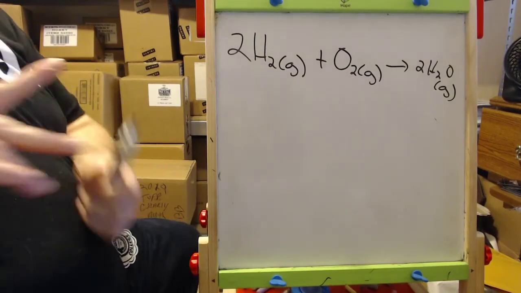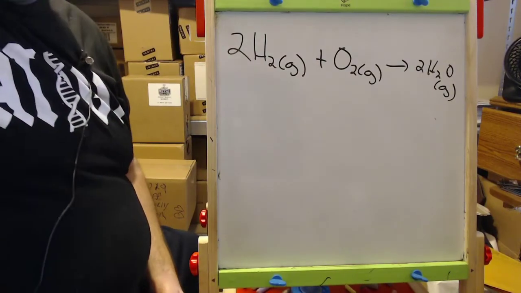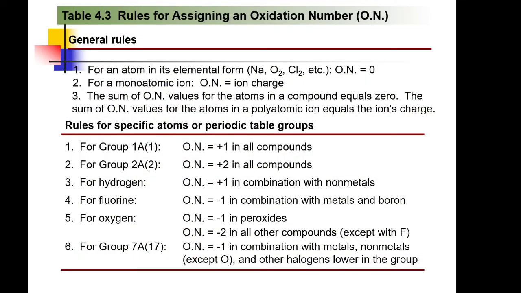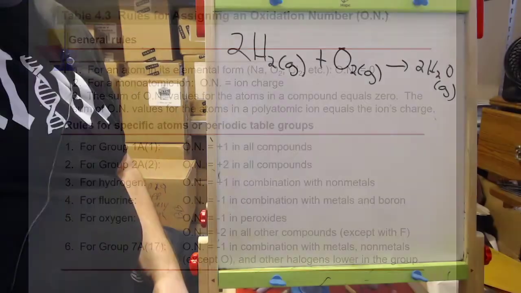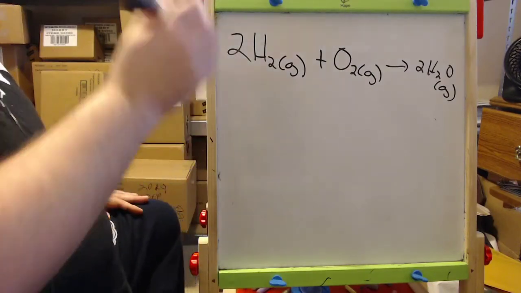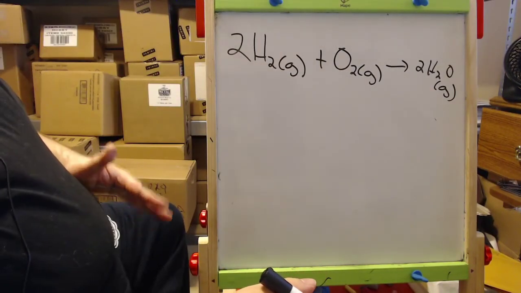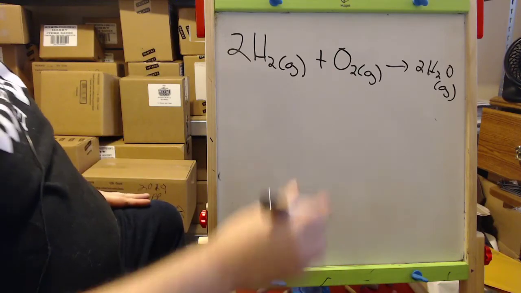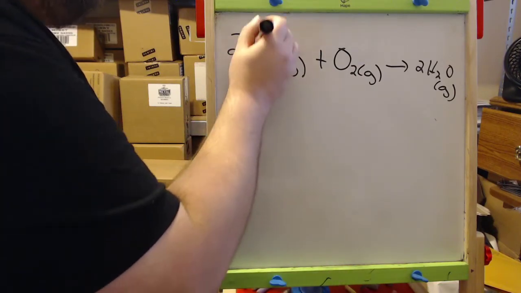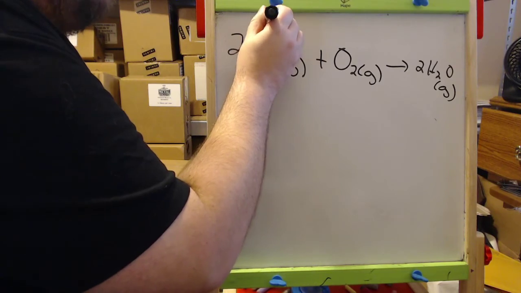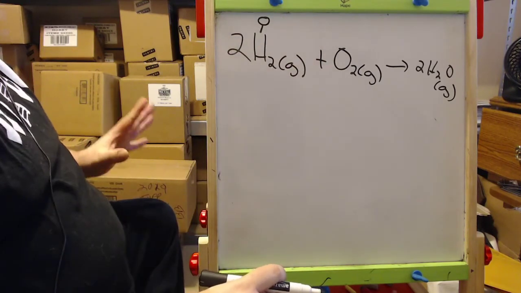Now, got to go back to our rules. For atoms in their elemental form, my diatomics, my metals as solids, things like that, the oxidation number is 0. And this is why the fat guy told you you should know what your diatomics are, because now they're back. H2 is a diatomic. I'm in my elemental state. I have no oxidation value.